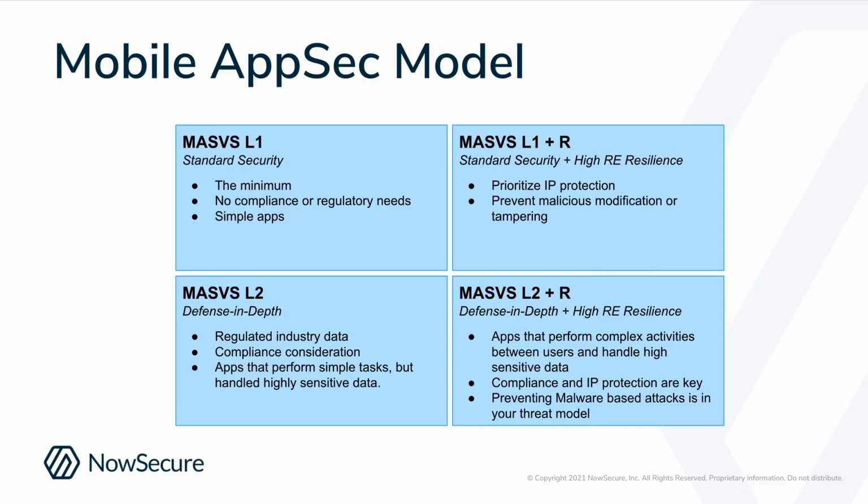So if they're not adhering to those standards and they're not protecting their IP, they're in trouble. They have a really big attack surface, and because of that, they really need more protection than that L1 app, and they have more reverse engineering resilience requirements than that L2 app. So we want to make sure that these are the apps that are getting additional coverage, and that they're getting the right type of coverage too. And ultimately, our AppSec model helps us figure out where these apps fall.